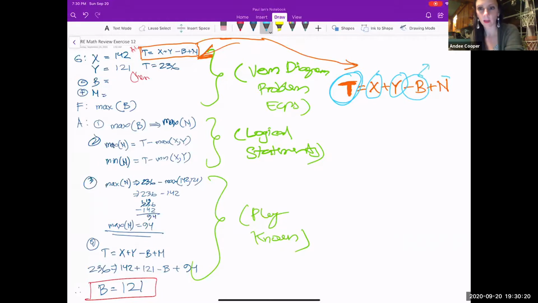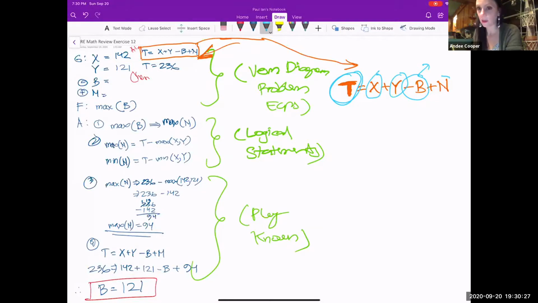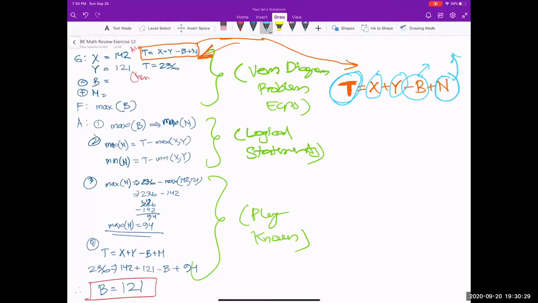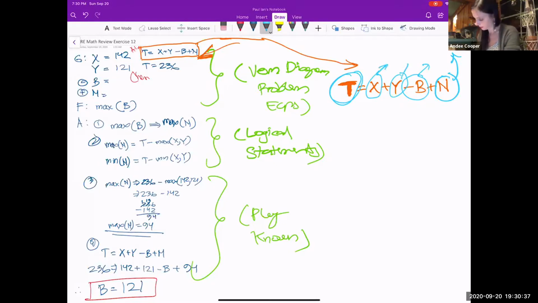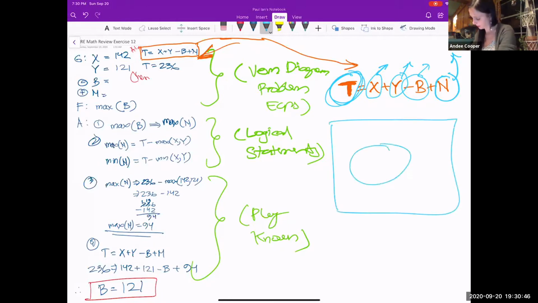B is both X and Y. Like, I'll tell you both algebra and chemistry. That's B. And then what's N? Neither X nor Y. Okay. Yeah. And then the total is everyone. It's pretty much the Venn diagram in essence. But this one doesn't say.